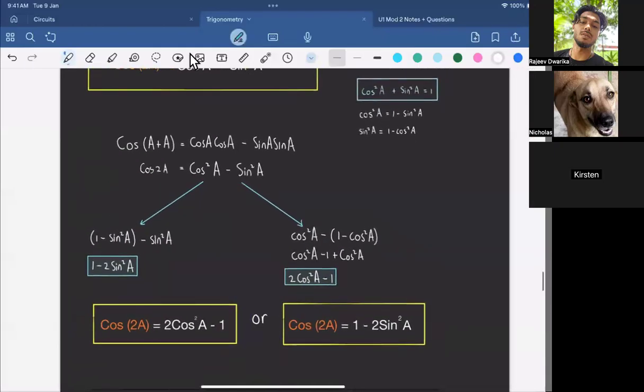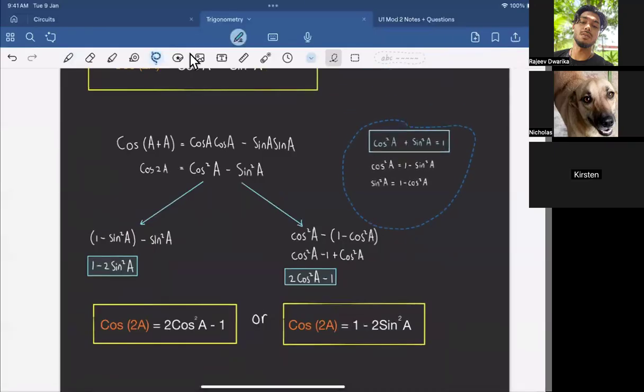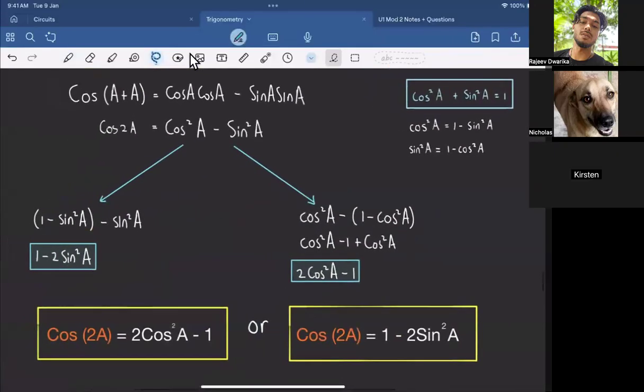So you all could copy this down. Kirsten, if anything is confusing you, let me know. I don't mind going over it. Alright, as soon as you have this copied down, let me know. Nicholas, you understand this, right? Cool. Kirsten, what about you? Have you ever seen the identity before? Cos squared A plus sine squared A is equal to 1.